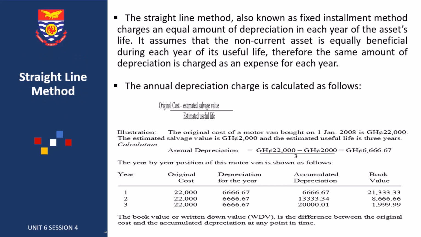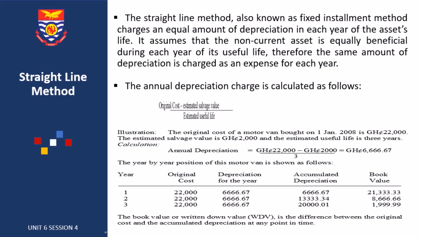The straight line method, also known as the fixed installment method, charges an equal amount of depreciation in each year of the asset's life. It assumes that the fixed asset is equally beneficial during each year of its useful life. Therefore, the same amount of depreciation is charged as an expense for each year. The annual depreciation charge is calculated as follows: the original cost minus the estimated salvage value, over the estimated useful life.